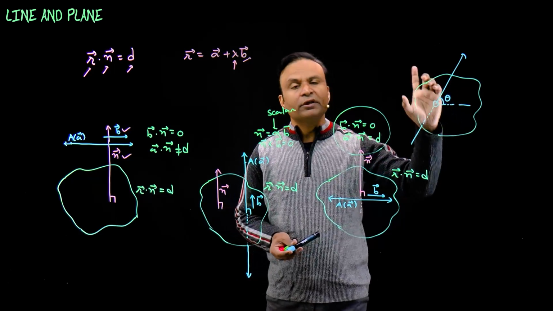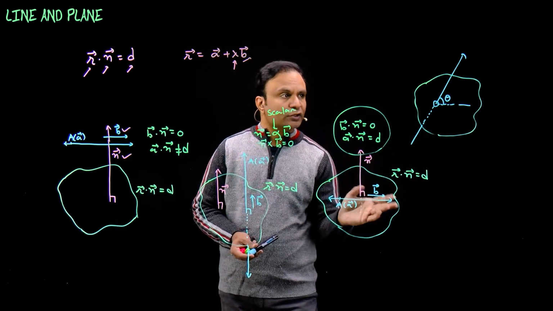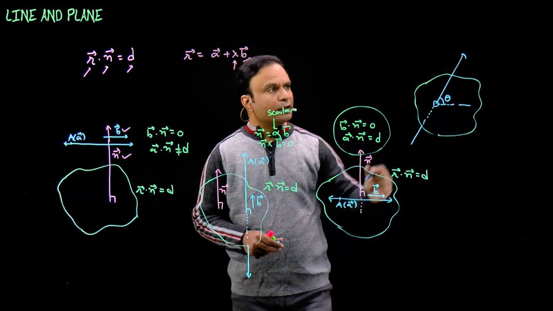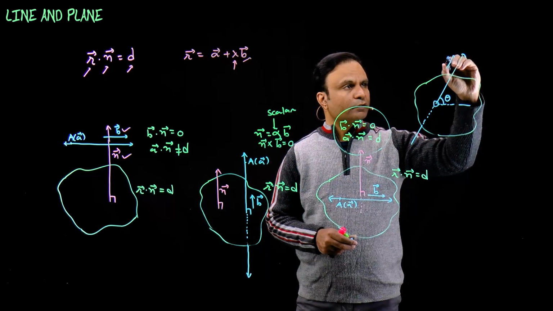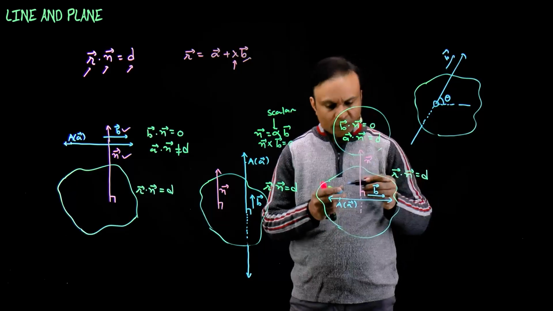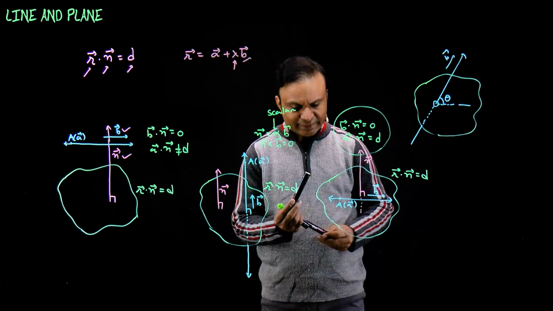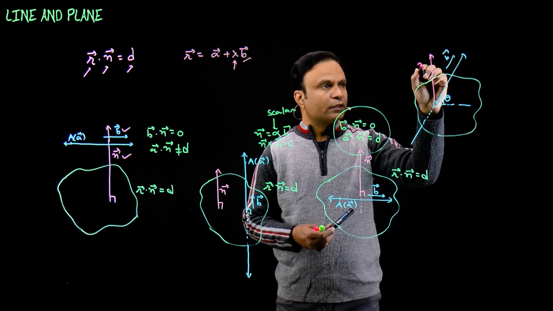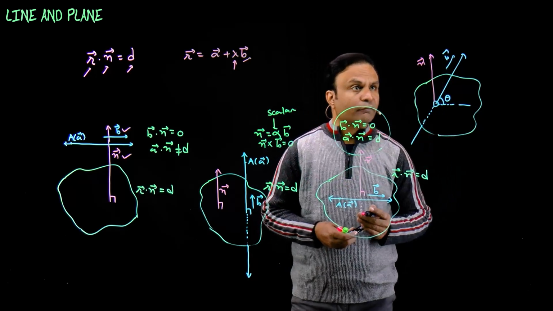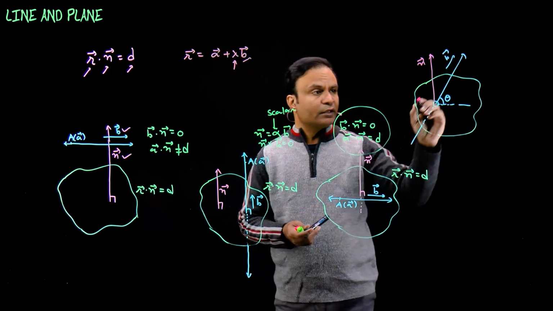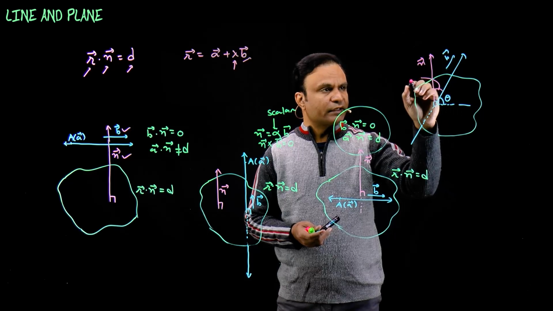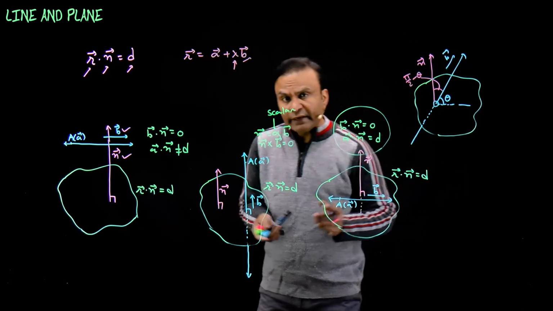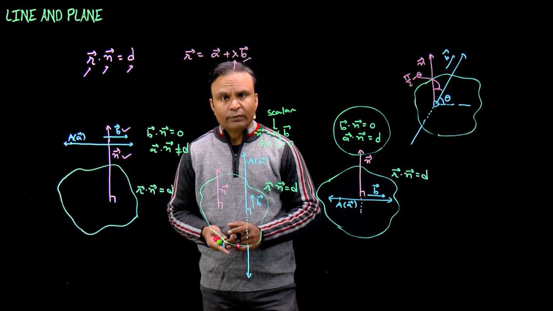In this situation, we will be finding the inclination of the line with the plane using dot product. This line is along vector b, and the normal to the plane is vector n. So we can see there is some angle between vector n and b, which is this angle. This angle is pi by 2 minus theta, which we can find using dot product.